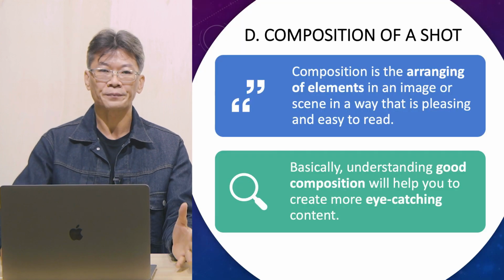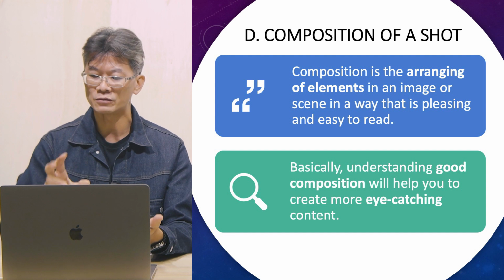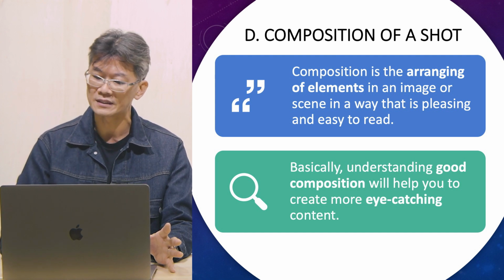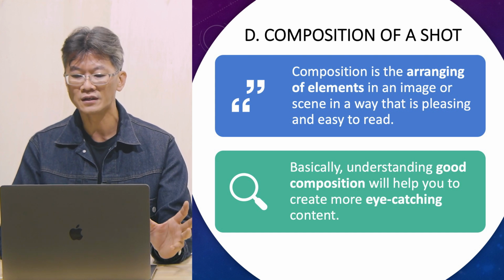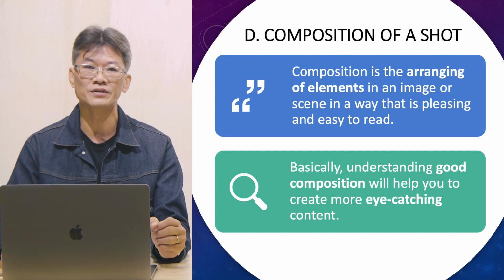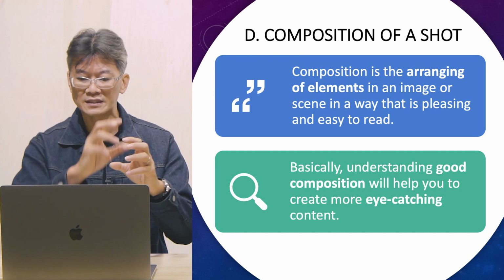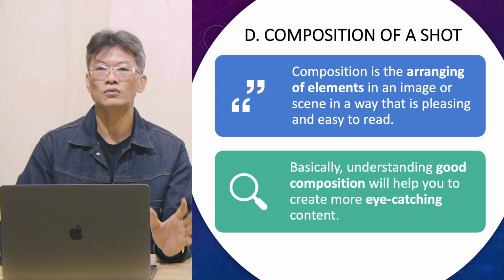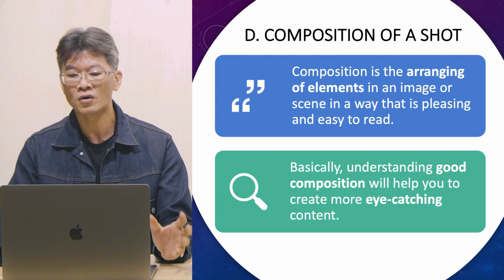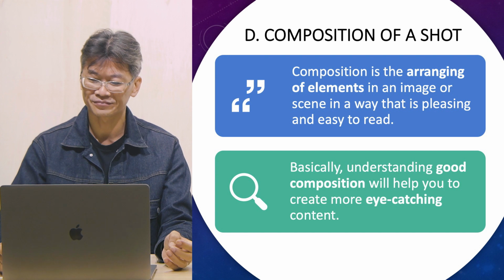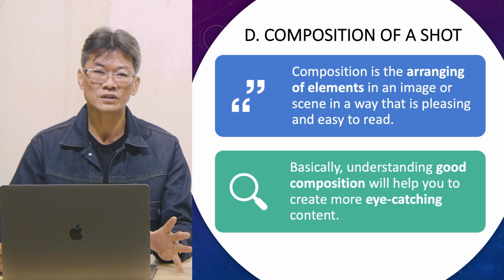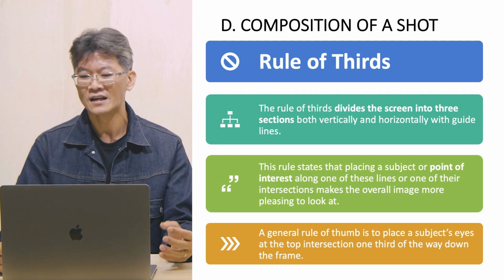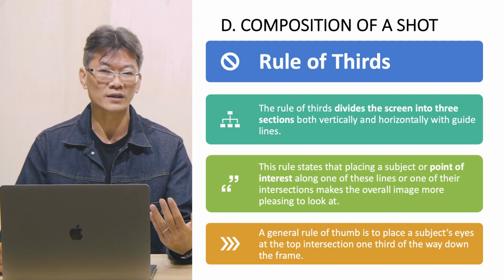For a cameraman, when we frame the subjects in the shot, a composition is the arrangement of the elements in an image or a scene in a way that is pleasing or easy to read. So arranging these elements inside your frame is important. Understanding this, good composition will help you create more eye-catching content. Now there are a few rules, and I want to share these rules or guidelines with you, so that they will be a useful guide for you as you frame.